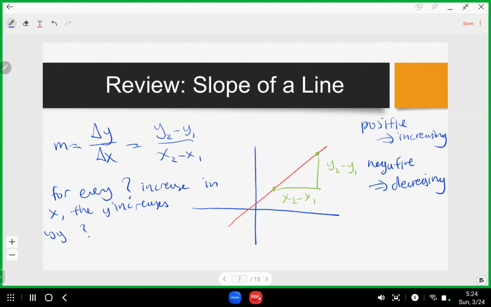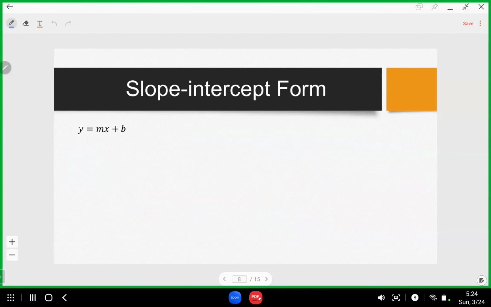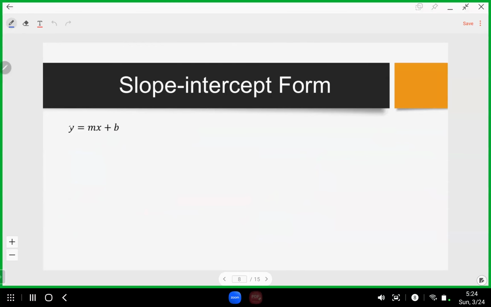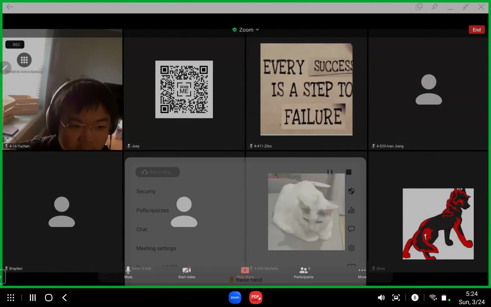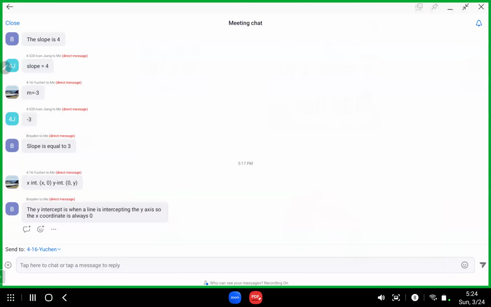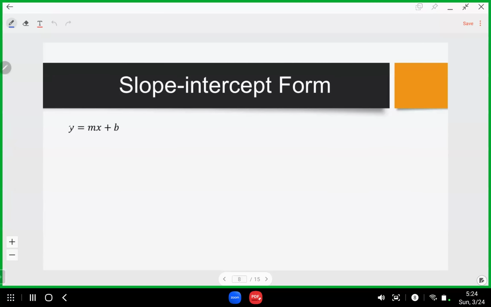Okay. So now let's go on to the slope-intercept form. Are there any questions on slope before I begin? If there are no questions, then I'll just start. So slope-intercept form is y is equal to mx plus b. I don't know if you've heard this before. It is pretty standard. Okay.